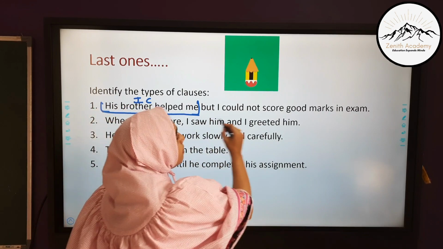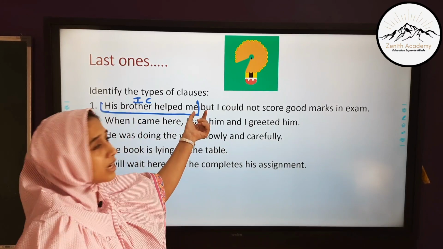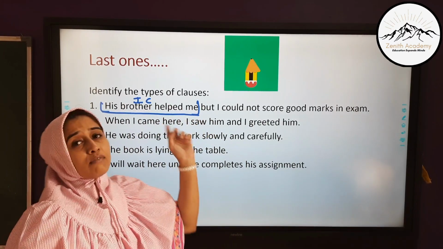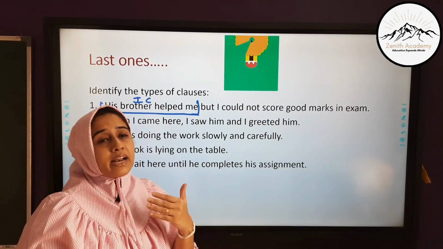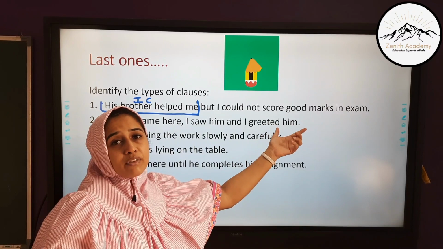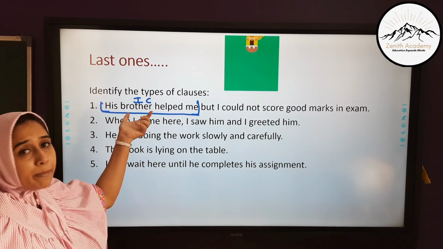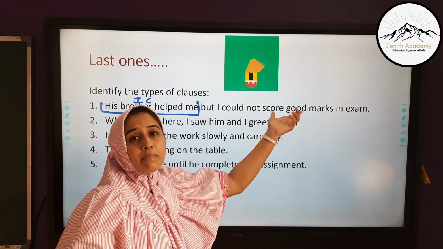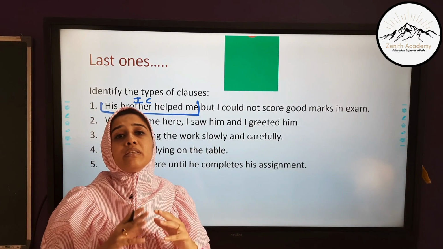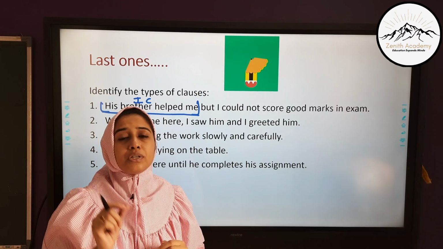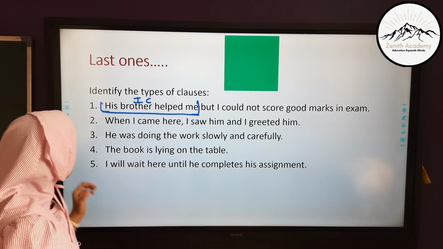Whereas when we see the remaining part, but I could not score good marks in exam, it starts with a conjunction. So there it leaves a question mark for us. What happened? Why? These questions arise when you read this last part of the sentence. So this is a dependent clause. Without the prior independent clause, this becomes meaningless. Always remember, when two clauses are combined, they are combined with some conjunction. Conjunctions are the words that are used to combine two different sentences or clauses.